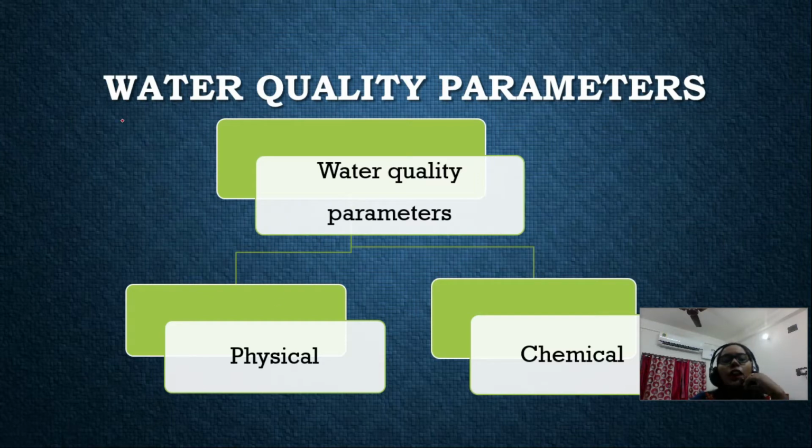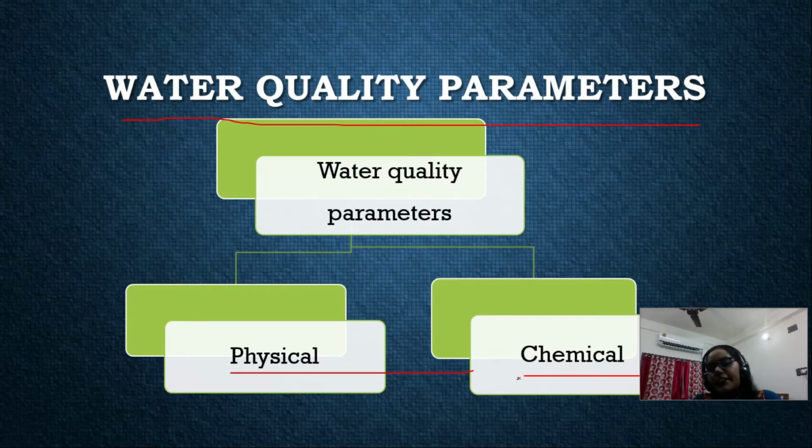Actually, whatever I'm telling you, that is BOD. That is one type of water quality parameter. Generally, you know that water quality parameters are of two types. One is physical parameter and the second one is chemical parameter. Already you knew these things because so many times I have discussed this physical parameter and the chemical parameters.